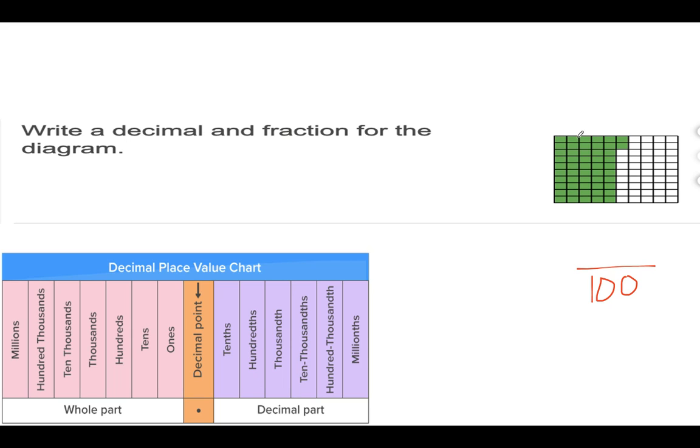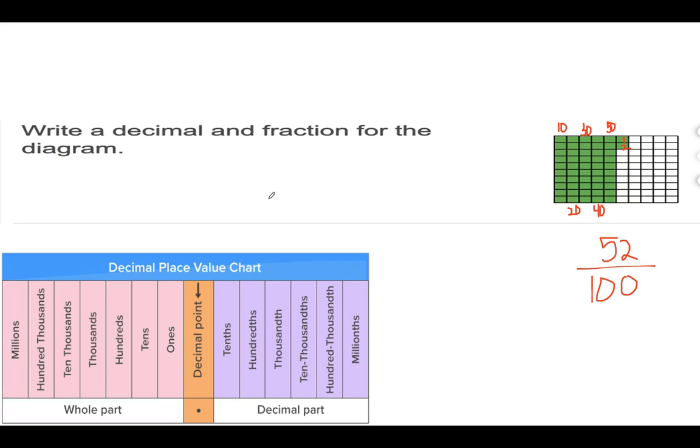So I know that in each column, there are 10 pieces. So this would be 10. I'm going to alternate. This would be 20. Then this would be the third one, so this would be 30. This is the fourth one, so it would be 40. This is the fifth one, so it would be 50. And then I have 1, 2. So I have 52 hundredths. And that's how you would write it in a decimal. I'm sorry, in a fraction.